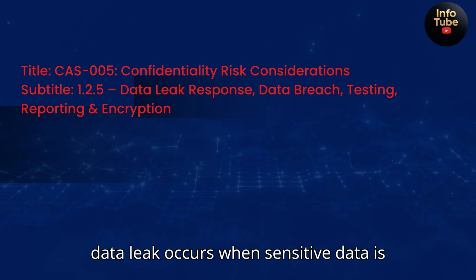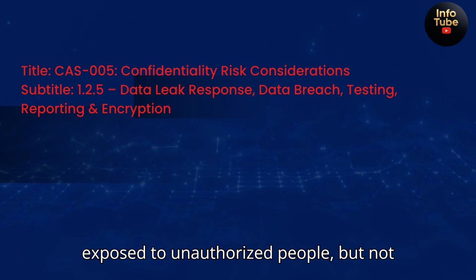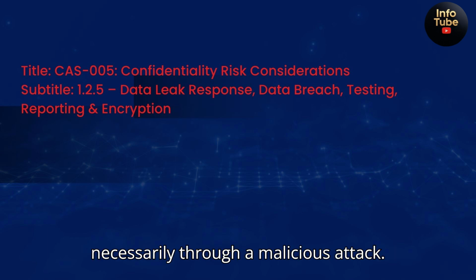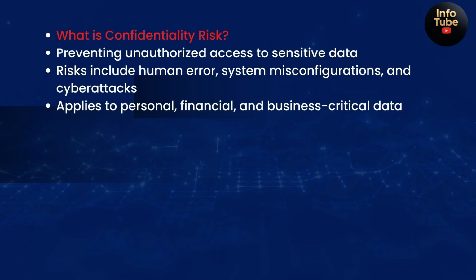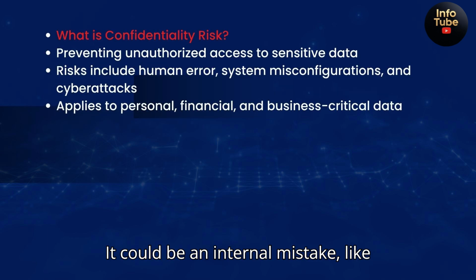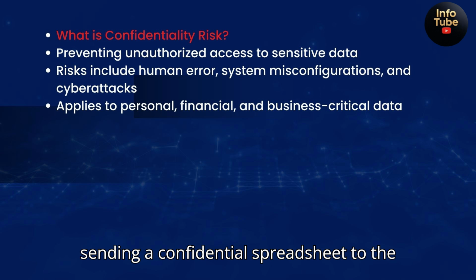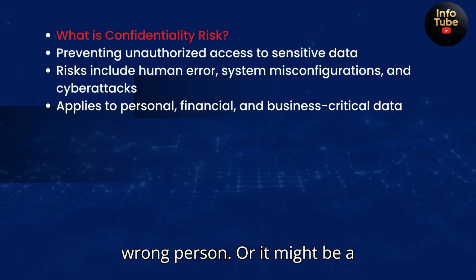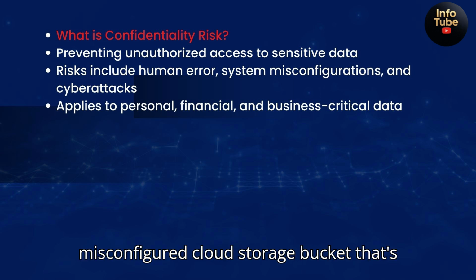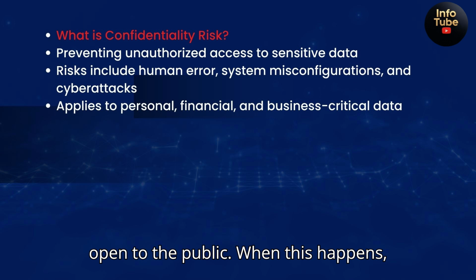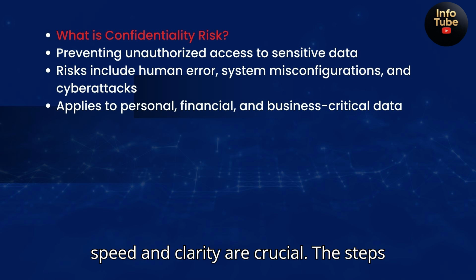A data leak occurs when sensitive data is exposed to unauthorized people, but not necessarily through a malicious attack. It could be an internal mistake, like sending a confidential spreadsheet to the wrong person. Or it might be a misconfigured cloud storage bucket that's open to the public. When this happens, speed and clarity are crucial.